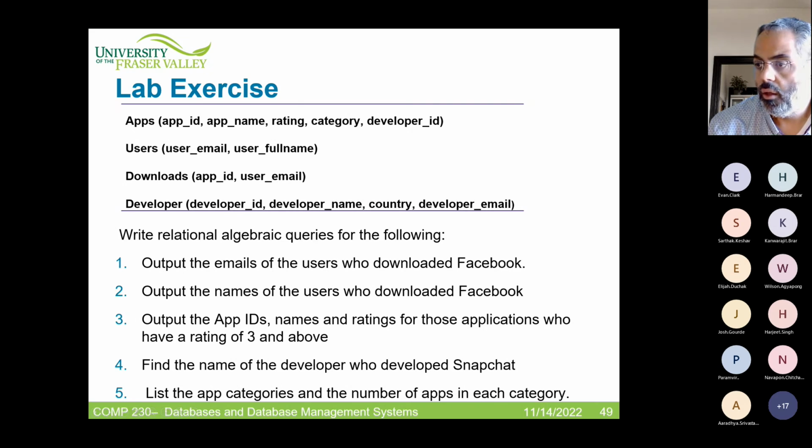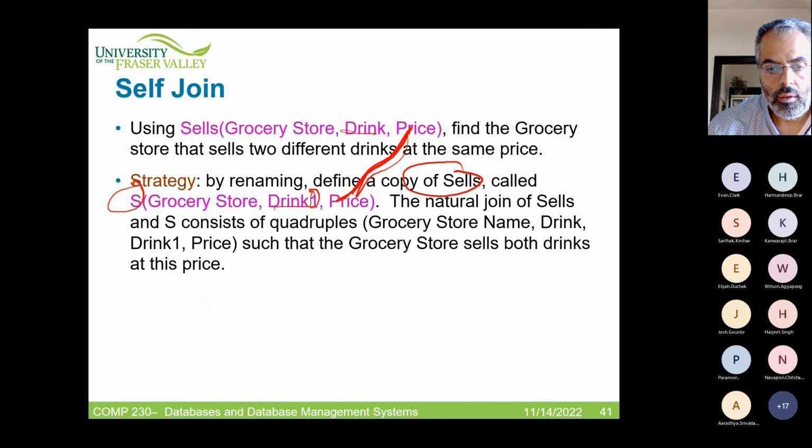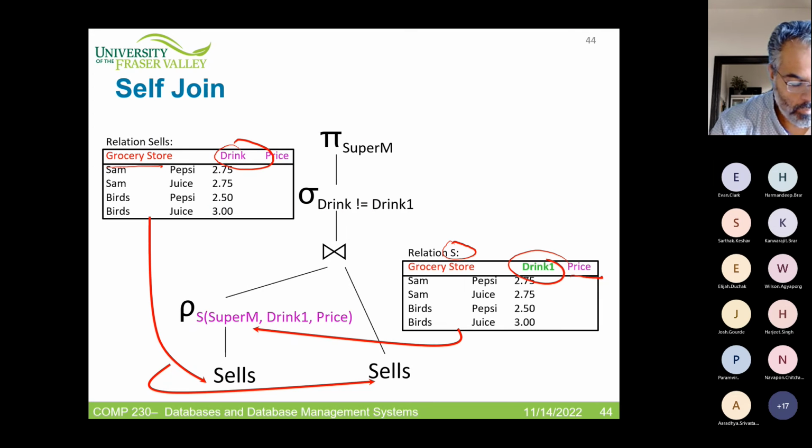Regarding the previous slides before the lab exercise, you are confused with this one, the drink. So will the drink one be a variable, or will we create another field? No, we just make a copy. You see this? We didn't create any field. We make a copy from the same table. However, when we make a copy, we just change the name of the attribute.